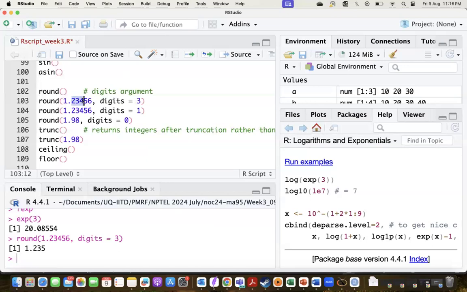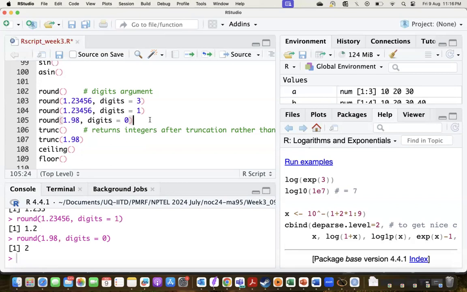So which is why 234 becomes 235 in this case. Okay. If I say I want to keep just 1 digit, it's going to keep just this one. And since the next digit is less than 5, it's not going to take it to the next higher value. So it's just going to give me 1.2. Okay. If I say I don't want to keep any digits, then it's going to round off to the nearest integer, basically. So 1.98, the nearest is going to be 2.